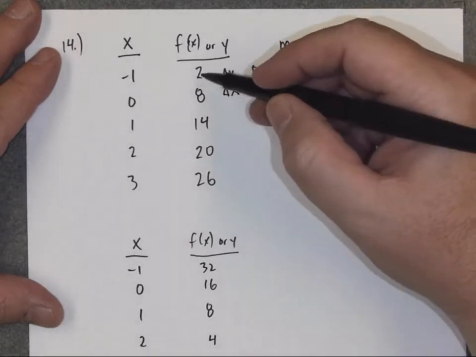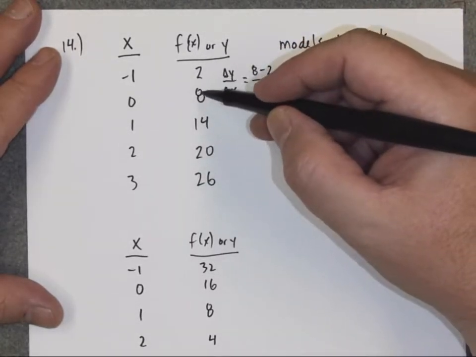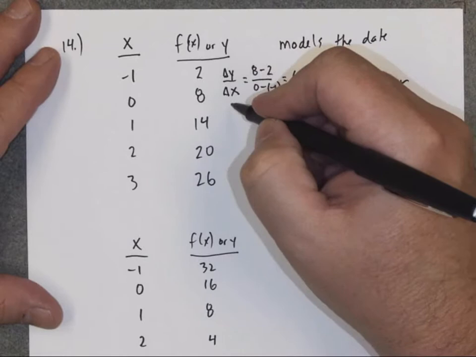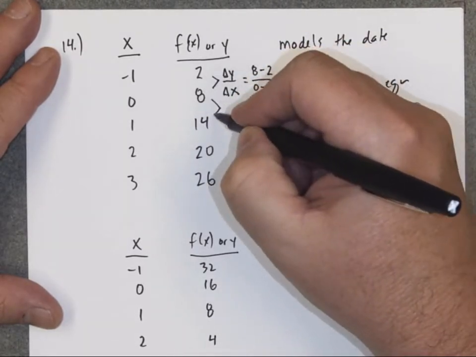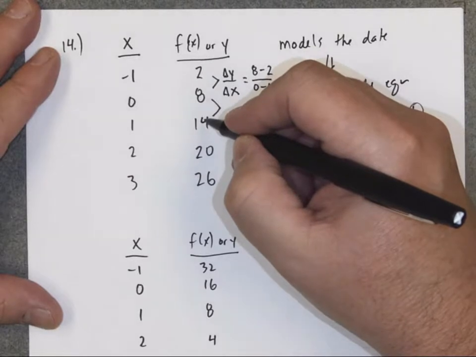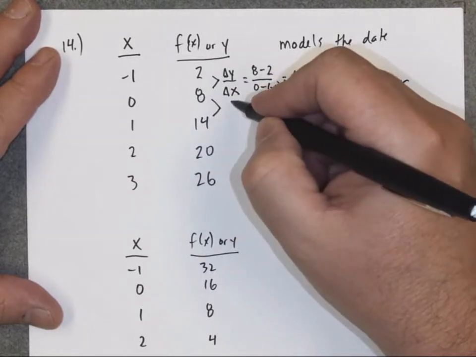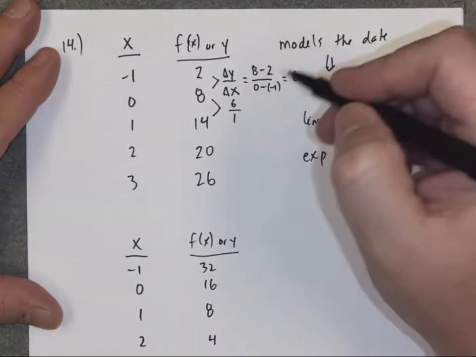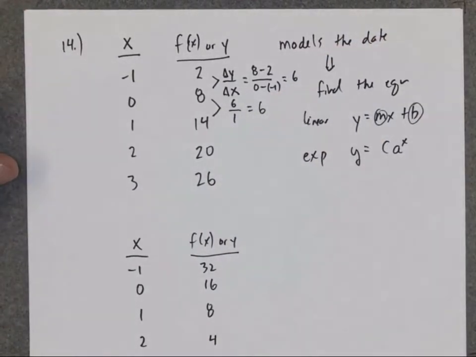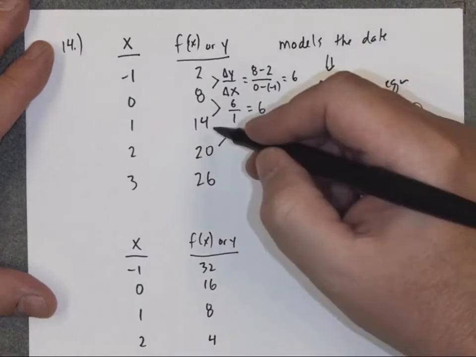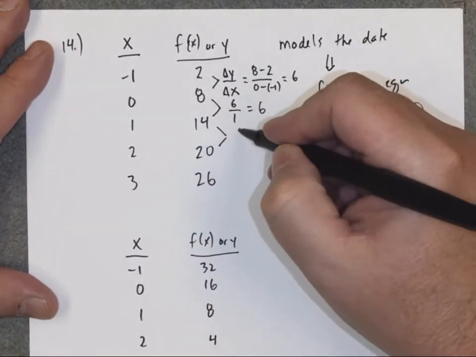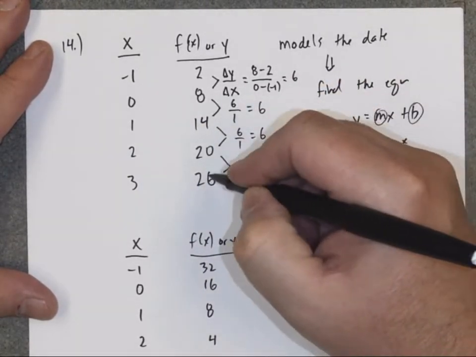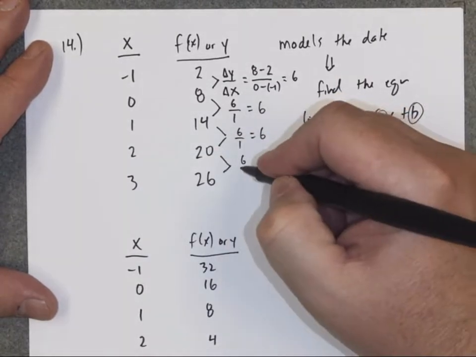And I do this calculation for every 2 points. Now I'm going to go from the second point to the third point. How much did the y change? 14 minus 8. It went from 8 to 14, so it changed by 6. How did the x change? It went from 0 to 1. It grew by 1. Therefore, the average rate of change is 6. The next 2 points, from 14 to 20, it grew 6. From 1 to 2, it grew 1. And the last two, from 20 to 26, it grew 6. From 2 to 3, it grew 1.